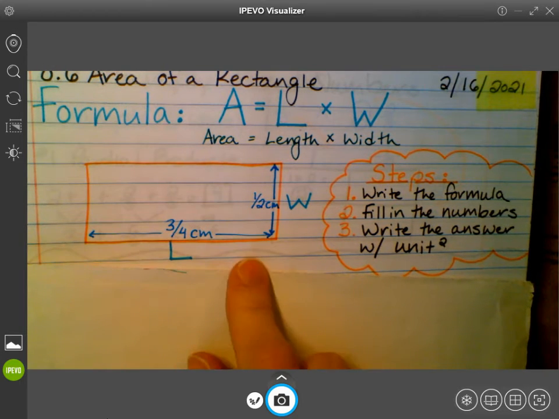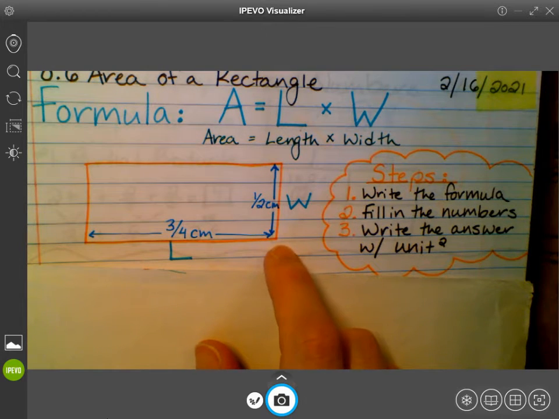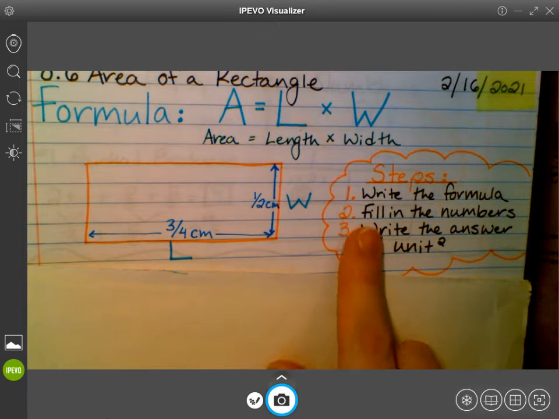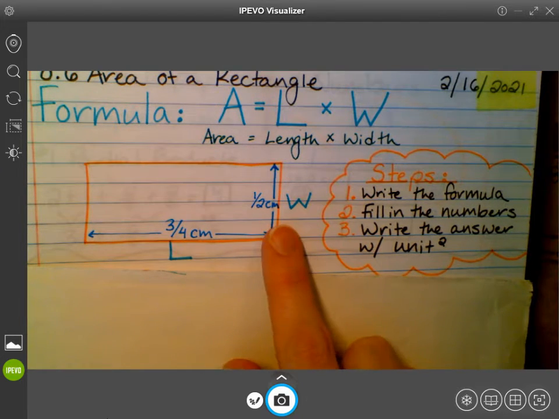So length goes left to right, width goes up and down. Now you might want to say that going up and down is height, but actually, because it's 2D, we can really call it width. It's not really tall, it's flat. What if we change it like this?